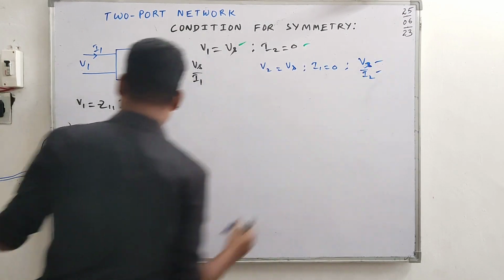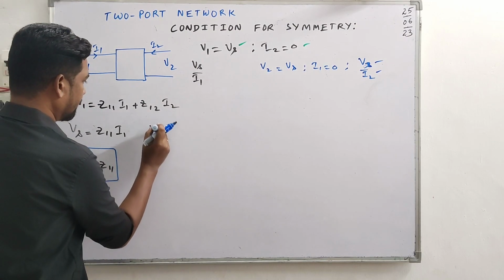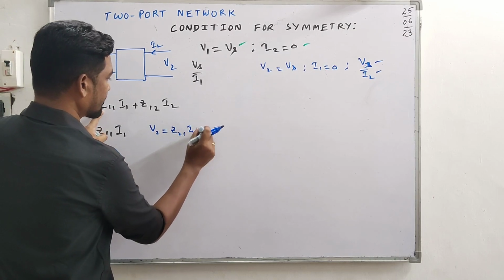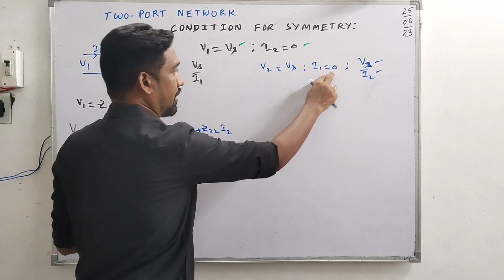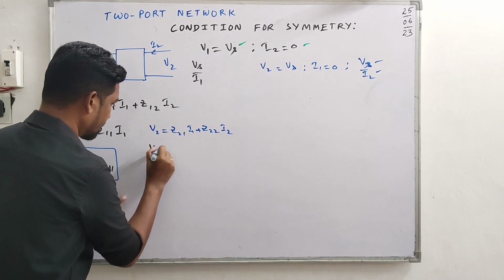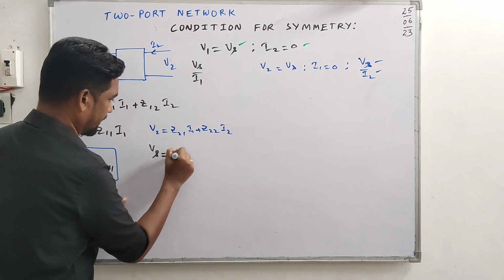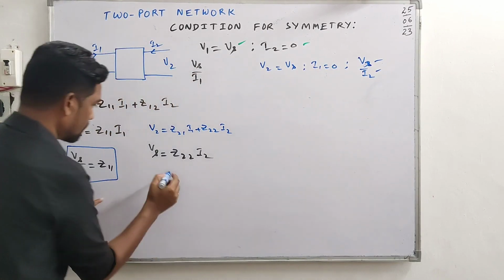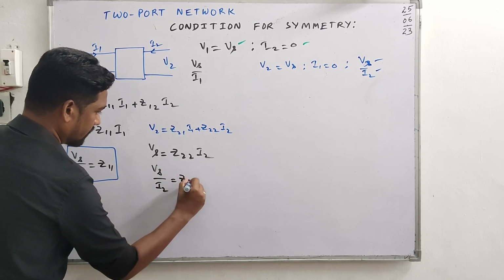On the other hand, we go for the ratio Vs upon I2. Considering the second equation for the Z parameters, we have V2 equals Z21 I1 plus Z22 I2, isn't it? Once again making use of the condition, V2 is plugged in with Vs and I1 is 0, so we have Vs equals Z22 I2. The ratio Vs upon I2 equals Z22.